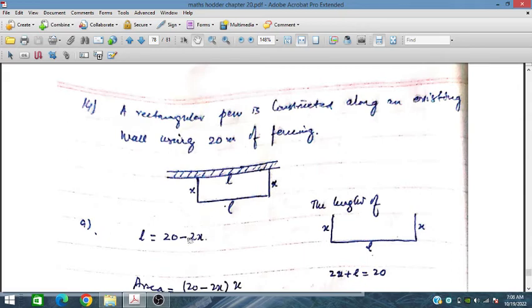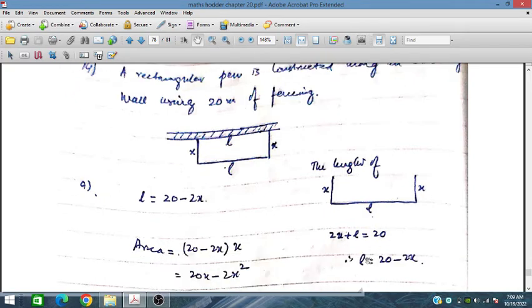So 2x plus L. This is 2x, and for this side there is no fencing required, because this length will be covered by the wall. So we have 20 meters. So 20 meters is equal to this length x and x. So 2x plus L is equal to 20. So L is equal to 20 minus 2x. So this length is basically 20 minus 2x.